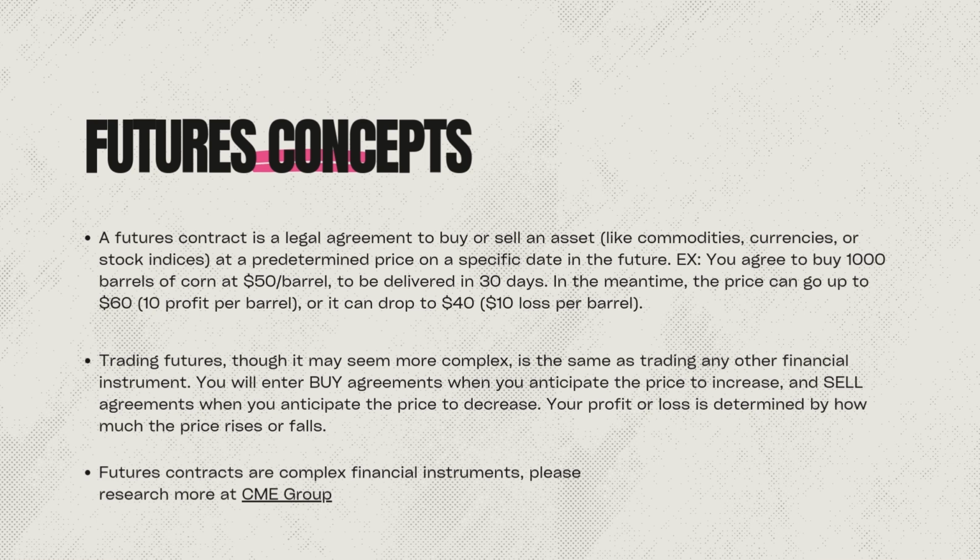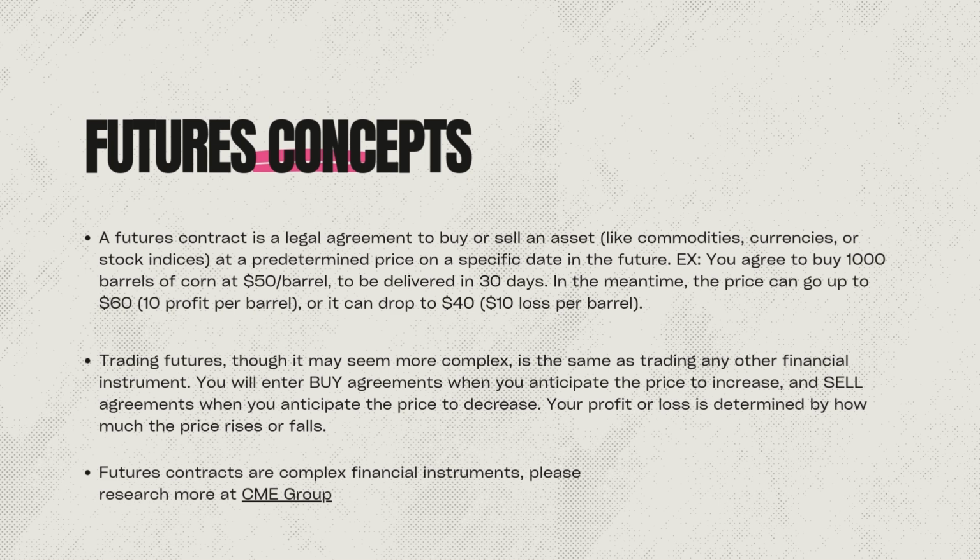Well, in the meantime, maybe all the farmers near you got their farms just hit with a terrible storm, a drought, set on fire. So now the corn is more scarce and so it costs more. So now the price went up to $60. So now you've got a profit of $10 per barrel.